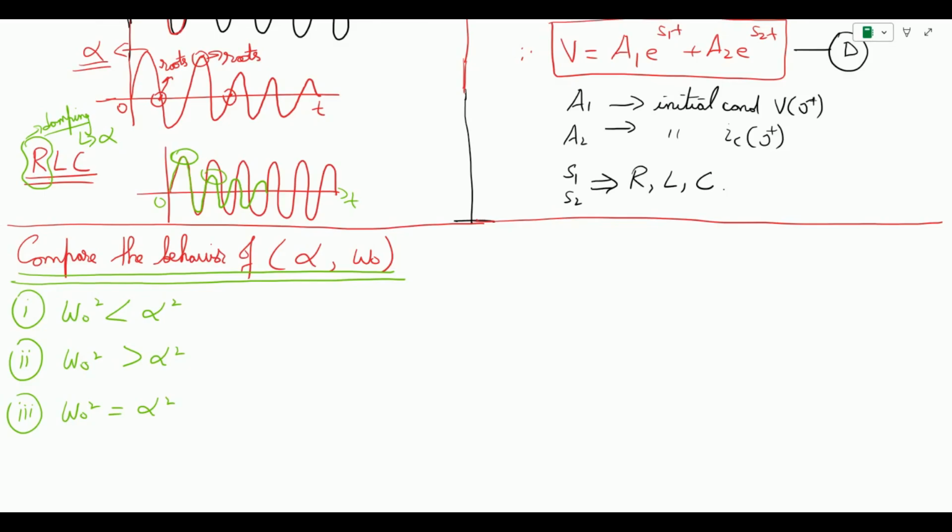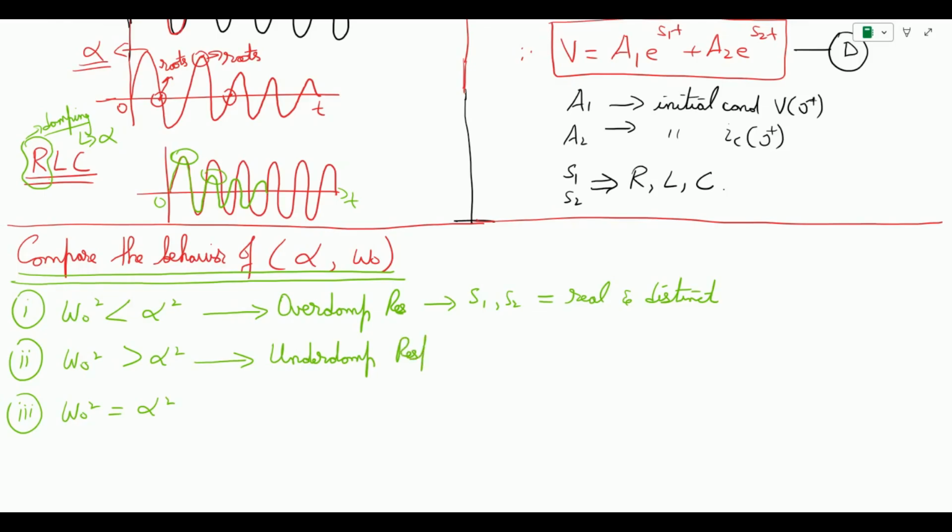So when in condition 1, omega naught square is less than alpha square, we say that this kind of condition is an overdamp response, and in this response the values of roots S1 and S2 will be real and distinct. In the second condition, when the resonating frequency is greater than the Napier frequency, we say this is the underdamped response. In underdamped response, the values of roots S1 and S2 will be complex and conjugate.